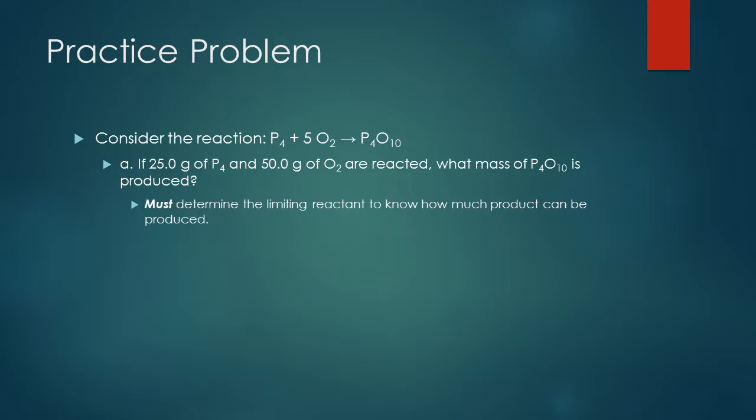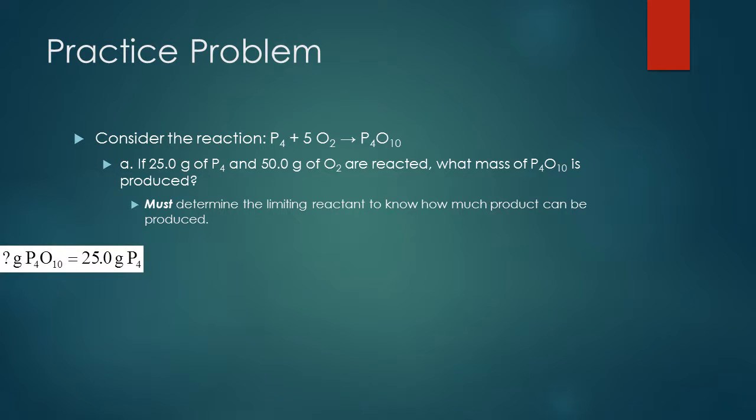Even though this question does not ask us to do so, we must first determine the limiting reactant to know how much product can be produced. The reason is I do not know which of these, the 25 grams of the phosphorus or the 50 grams of oxygen, is going to determine the amount of product that we can produce. In other words, I don't know which one's going to run out first. We need to determine that even though the question does not ask us for this.